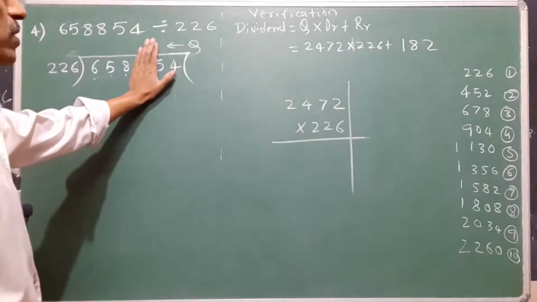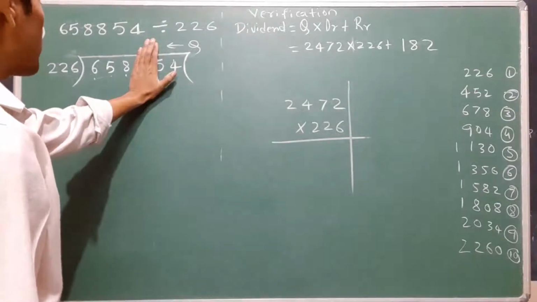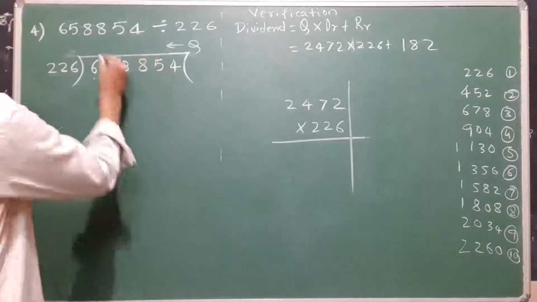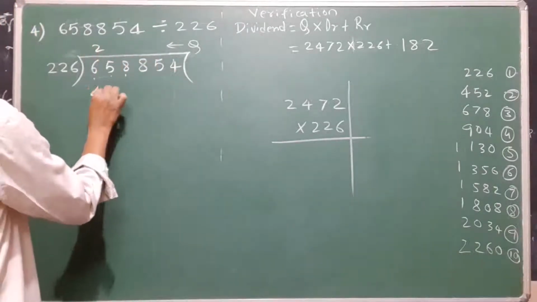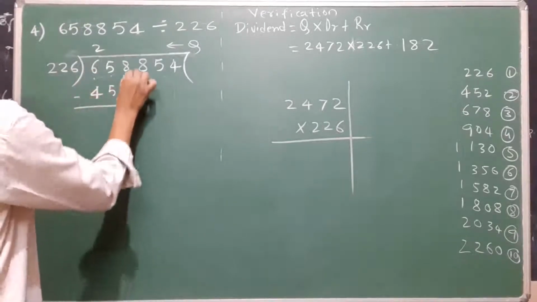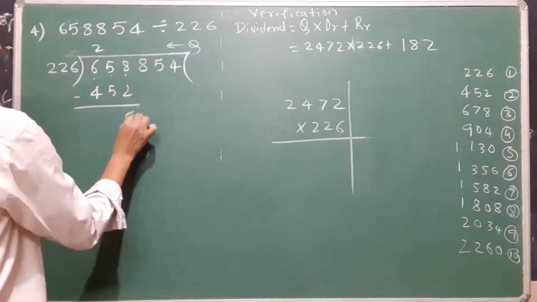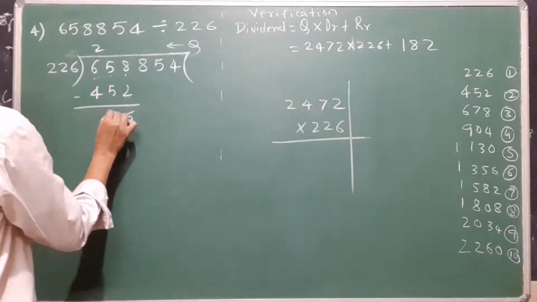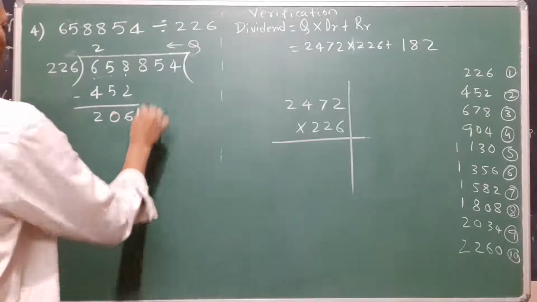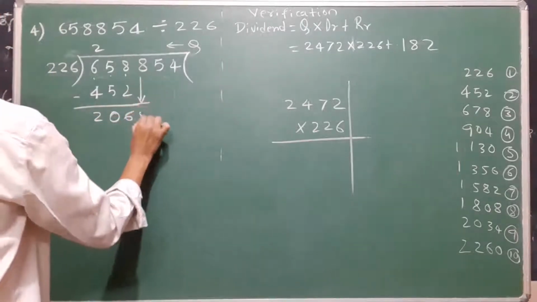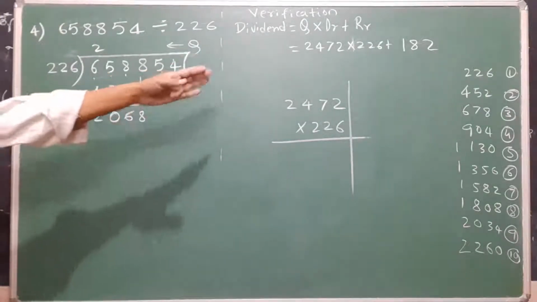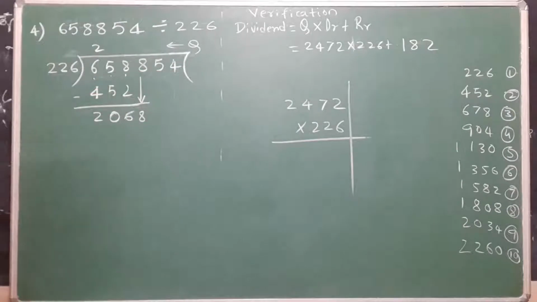Search for this one, which is also not there. Just less than 658 is 452. That is 2s are 226, 2s are 452. Subtract this one, 6 0 and 206. Now take this 8 down, it becomes 2068. Search for this one in the table of 226. 2068 is not there.